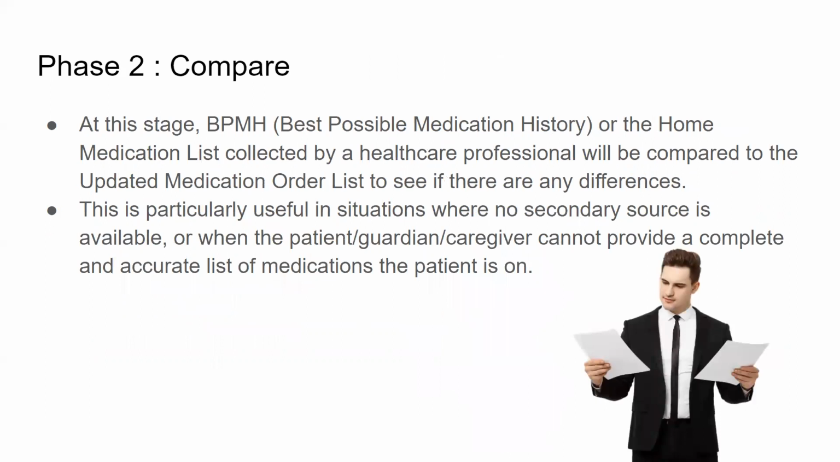Phase 2 is compare. At this stage, the BPMH, which is the best possible medication history or the home medication list collected by a healthcare professional, will be compared to the updated medication order list to see if there are any differences. This is particularly useful in situations where no secondary source is available or when the patient, guardian, or caregiver cannot provide a complete and accurate list of medications the patient is on.